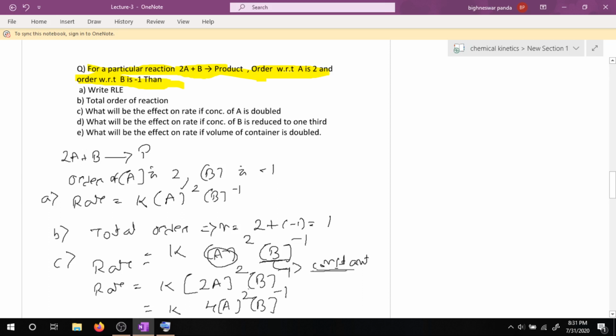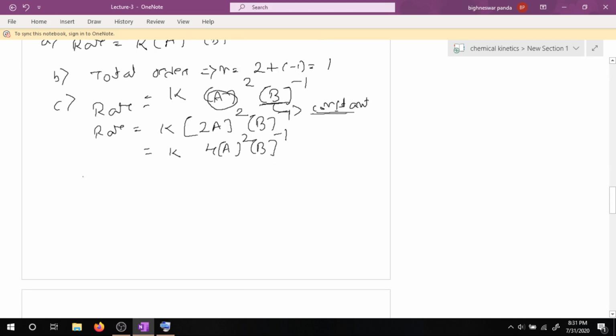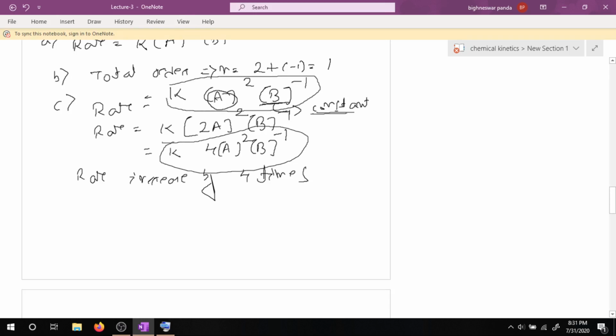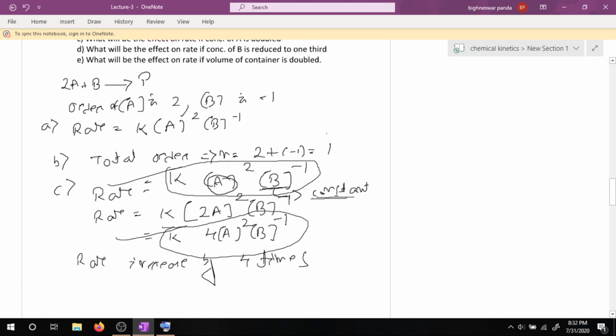So I can say that rate increases by 4 times. How can I know that rate increases by 4 times? Just compare the rate here, this rate and this rate. It is the initial rate and it is the final rate. Just compare initial and final, before doubling the concentration and after doubling the concentration. I can assure that rate increases by 4 times.